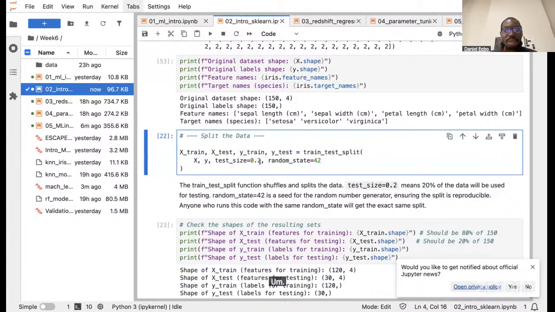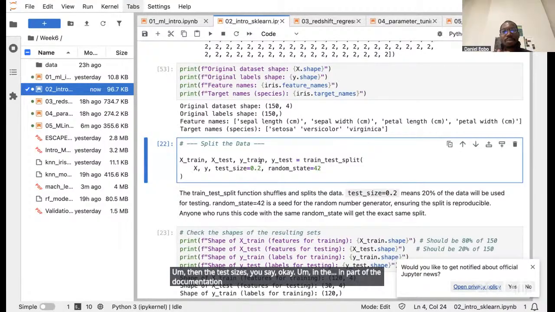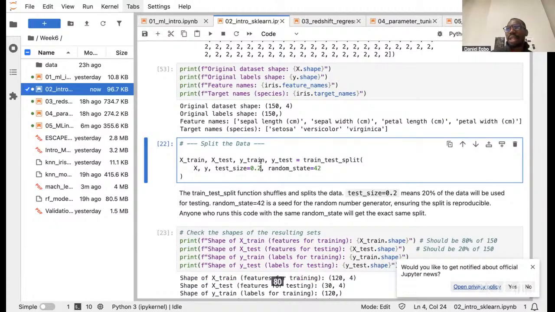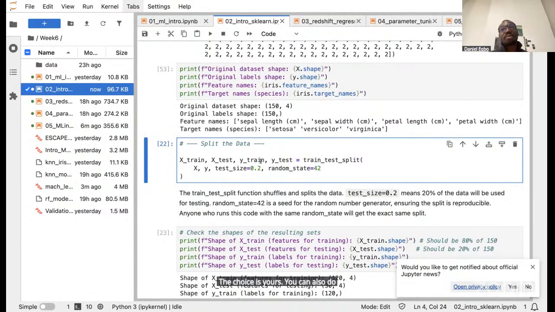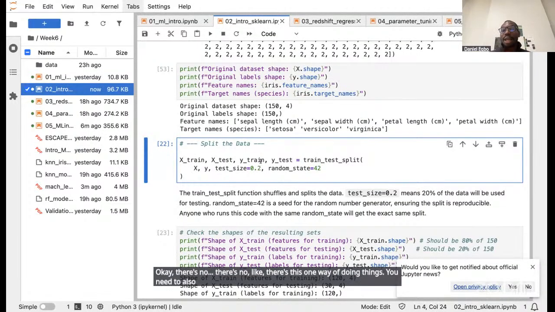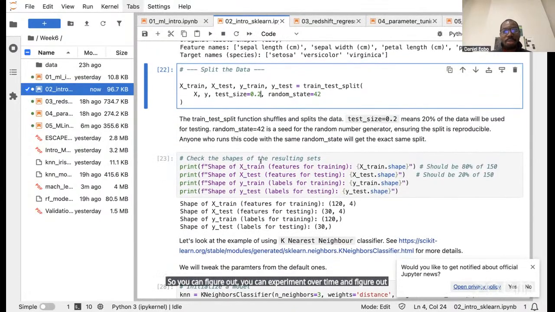Then the test size. In part of the documentation, I did mention that oftentimes if you want to split data to train, you can reserve maybe 80% of the data for training and 20% for evaluation, or 70% for training and 30% for evaluation. The choice is yours. You can also do 50% training, 50% testing. These are just some of the things that you can do. Remember, you are experimenting. There is this one way of doing things, but you need to also experiment. This is science that you're doing. So you can experiment over time and figure out what works, what gives you the best results.